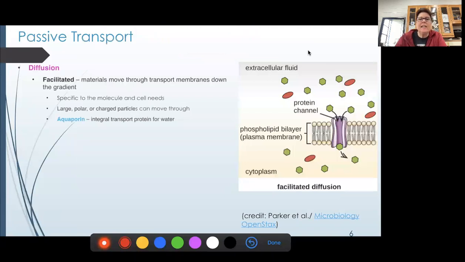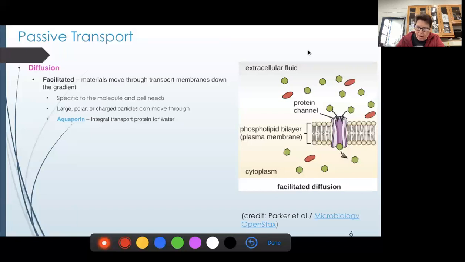So facilitated diffusion means that we can move with the concentration gradient, but we need a little help. And so with this little help, we're saying that this molecule will not simply go through the cell membrane. So we're going to need some help getting through. But once we have help, we'll move on our own because we have a concentration gradient.